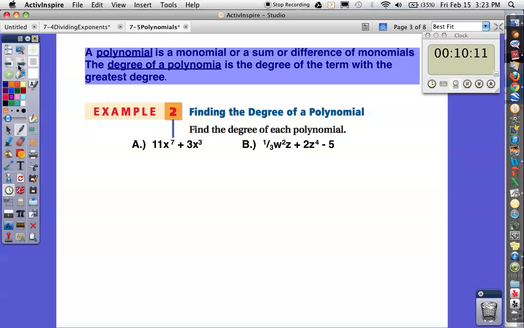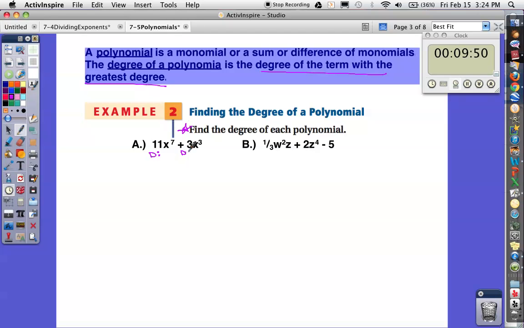And the degree of the polynomial now is going to be the degree of the term with the greatest degree. Okay? So you're only going to take the degree of the term with the greatest degree. So we look at this next example. In order to find the degree of each polynomial, you have to first find the degree of each term.